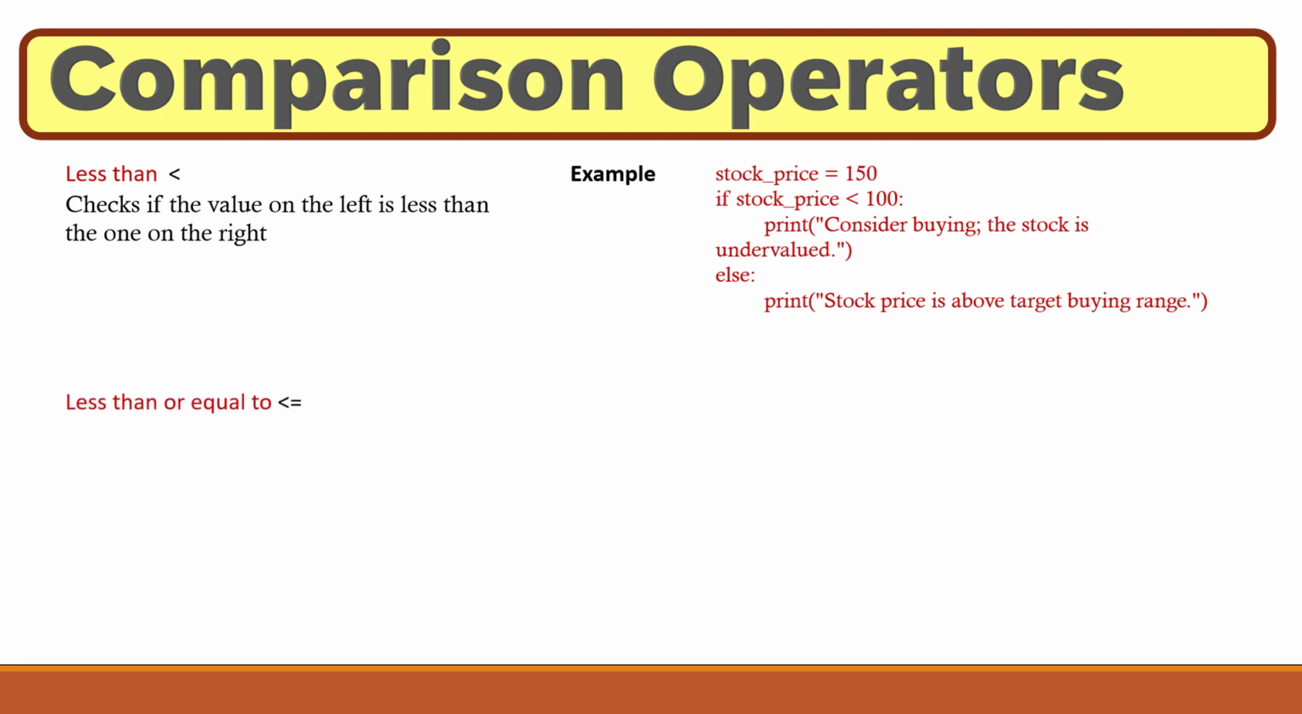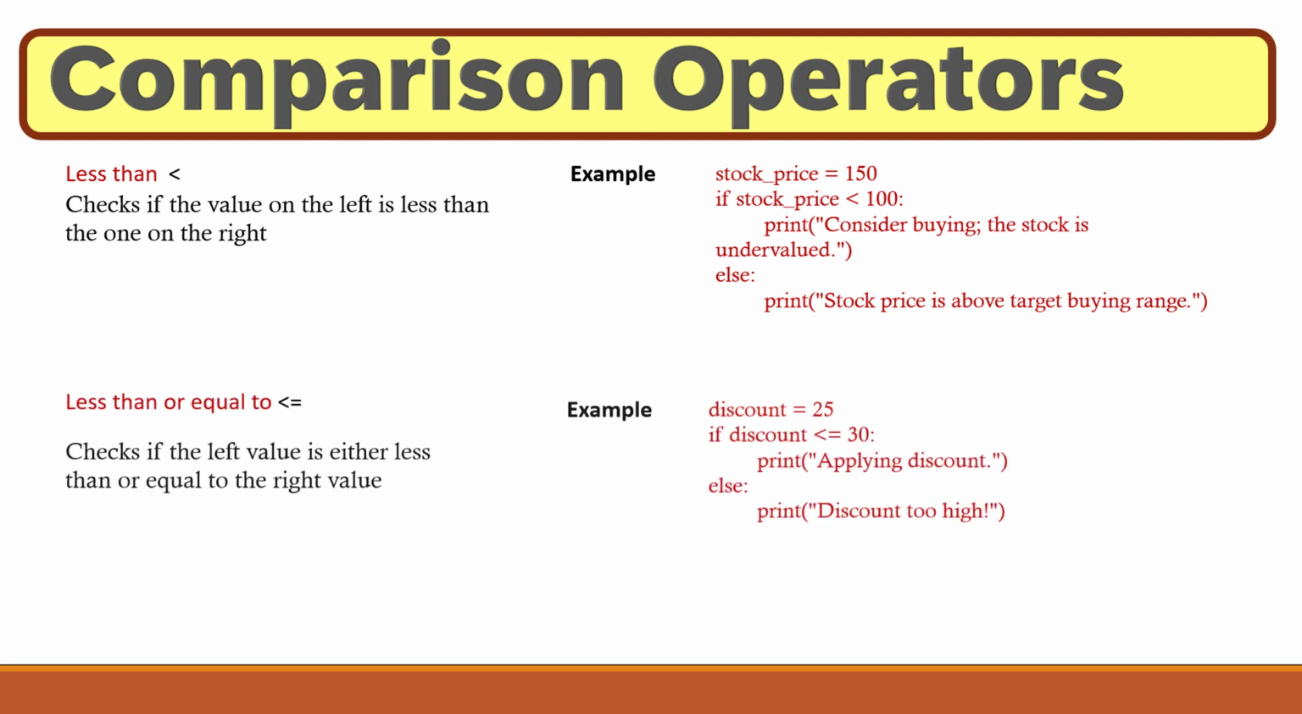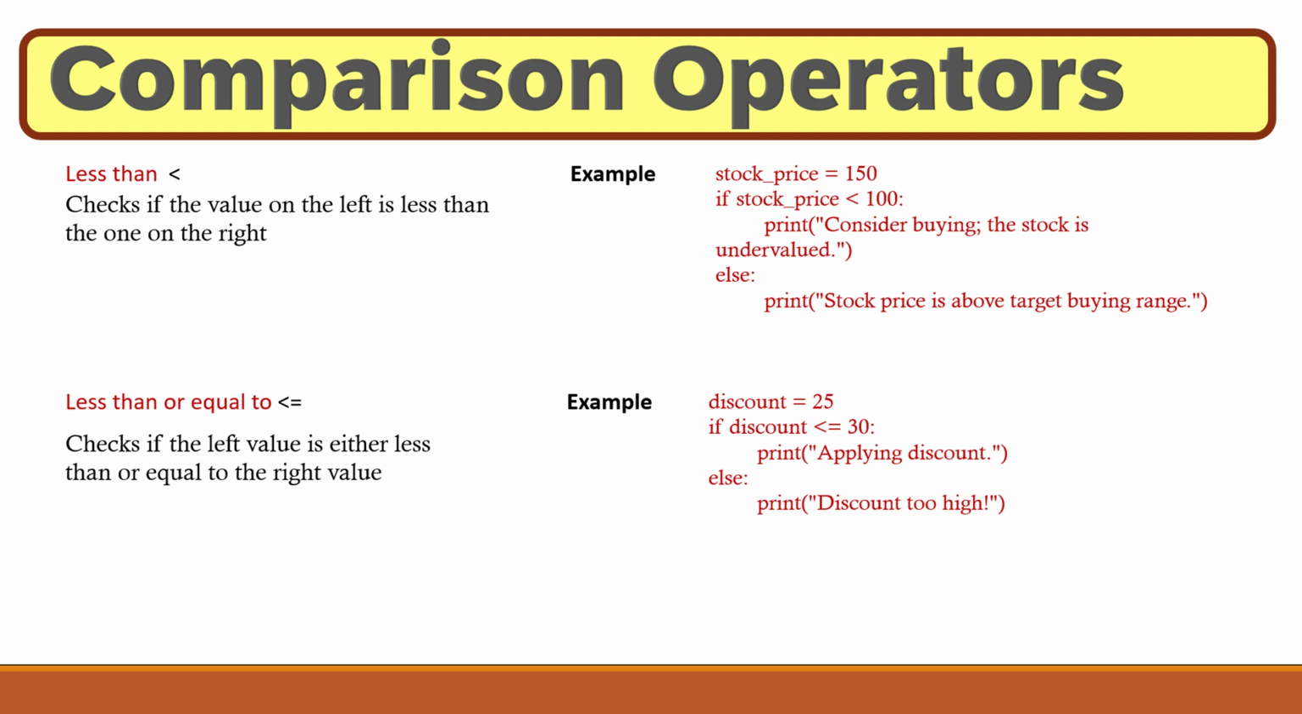Then there's the less than or equal to symbol, which checks if the left value is either less than or equal to the value on the right. And in the example use case, this ensures that the discount does not exceed a 30% threshold. So if it's less than or equal to 30, it prints applying discount. Otherwise, it would be more than 30, and in that case, it will print discount too high. So that's the comparison operators.